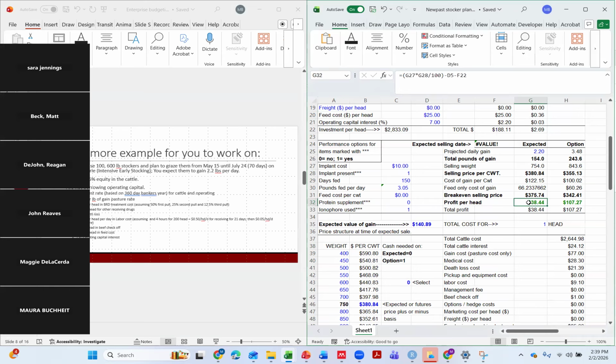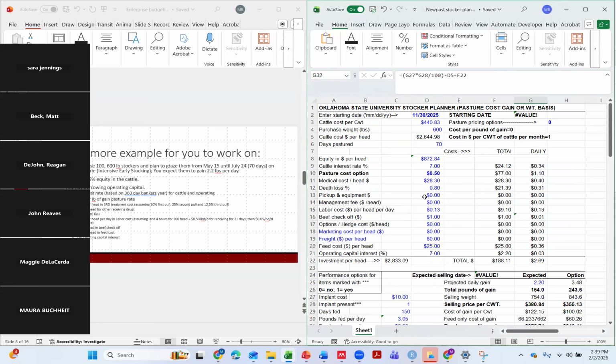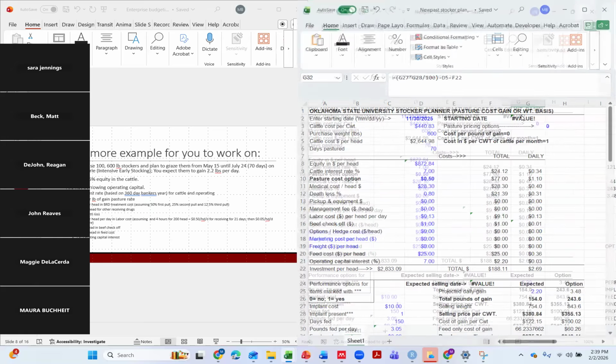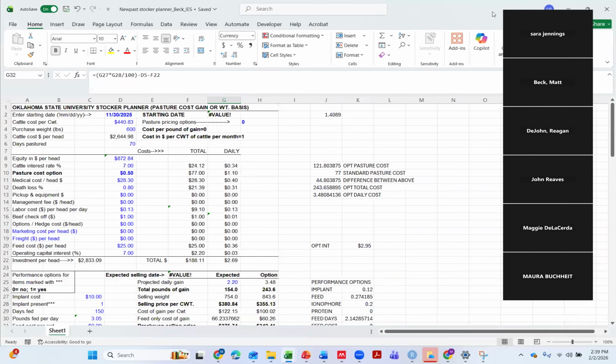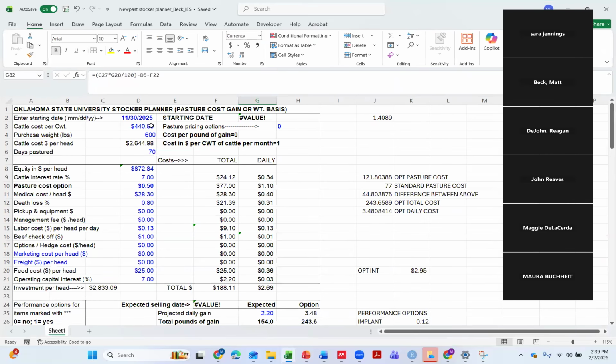Did anybody not get that? I did not get that. Is there any chance you could go to a bigger image on your Excel? Can you see that better? A little bit, yep. So I kept the same purchase price, 440.83, same purchase weight, 600. So the same cattle cost, dollars per head. Changed the days pastured to 70. It was at 140, but for an intensive early stocking, it's twice the number of animals for half the time.